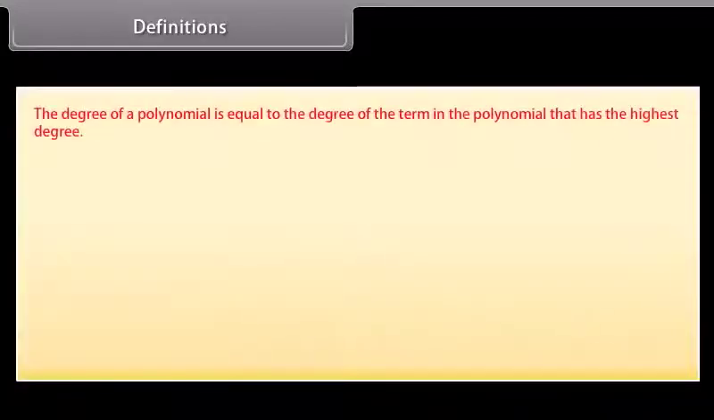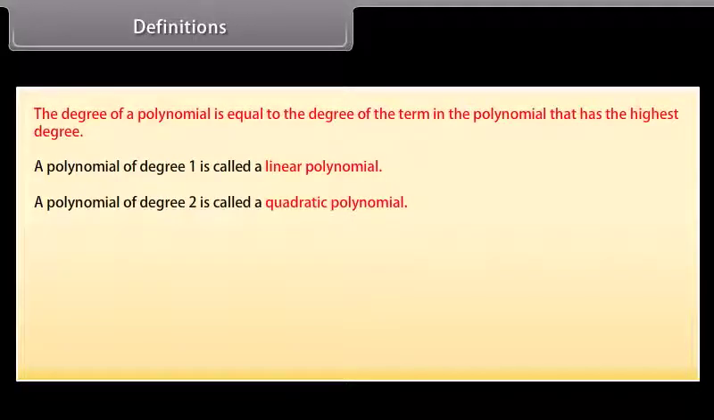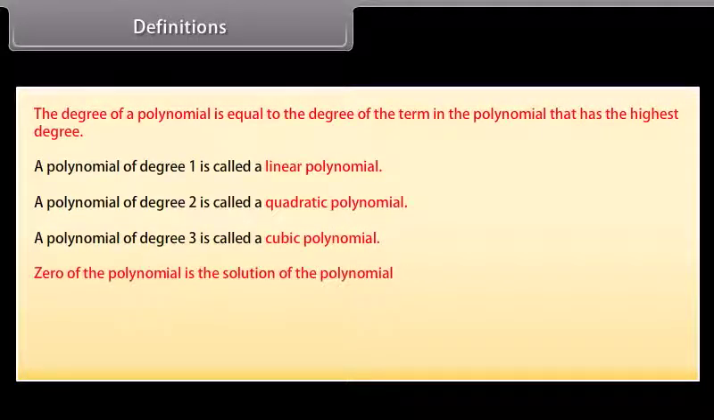Definitions. The degree of a polynomial is equal to the degree of the term in the polynomial that has the highest degree. A polynomial of degree 1 is called a linear polynomial. A polynomial of degree 2 is called a quadratic polynomial. A polynomial of degree 3 is called a cubic polynomial. A zero of the polynomial is the solution of the polynomial.